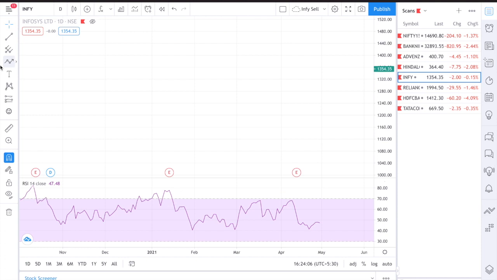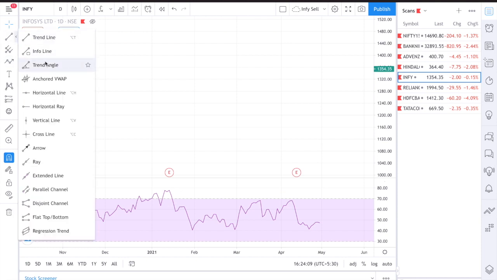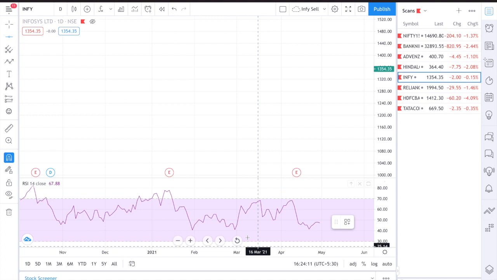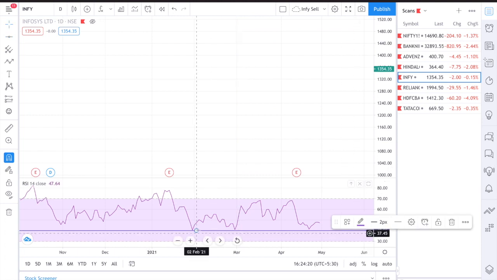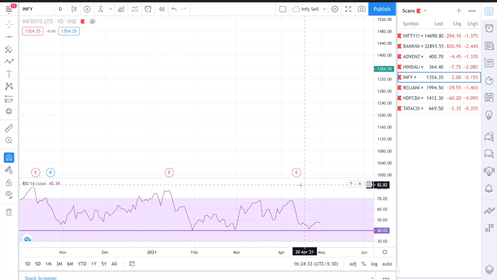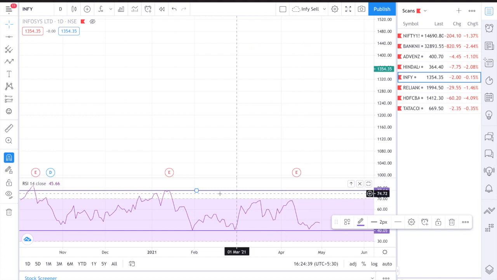Let us take a horizontal line from here and mark the 30 to 40 range. Here you see the range is 40, so we will mark it. This is the 40 level of RSI and this is 30. Anywhere in between these two lines, if the RSI line comes, we will buy the stock. Similarly, the selling range is from 70 to 80. That is where we will sell the stock.